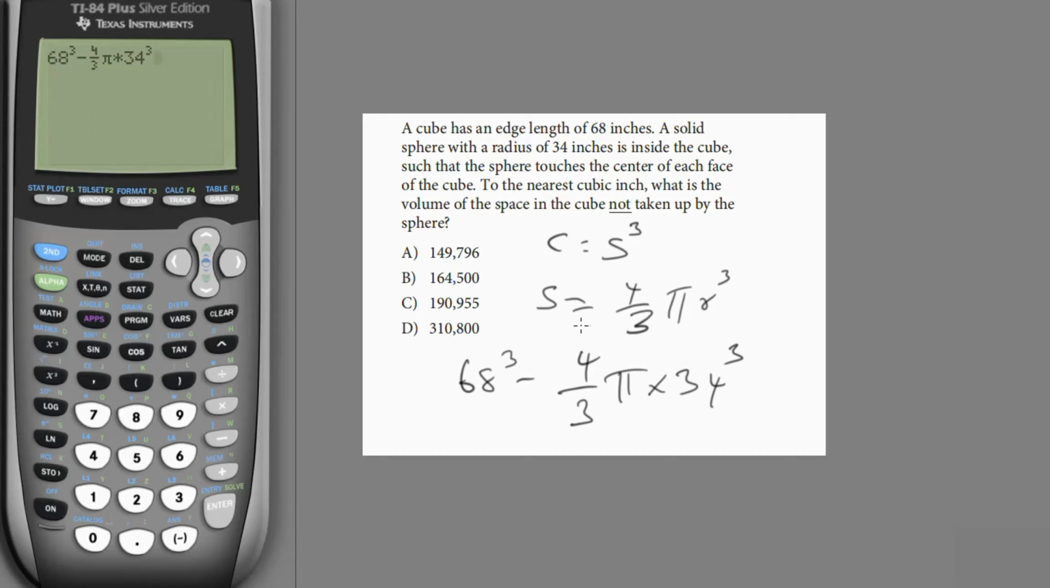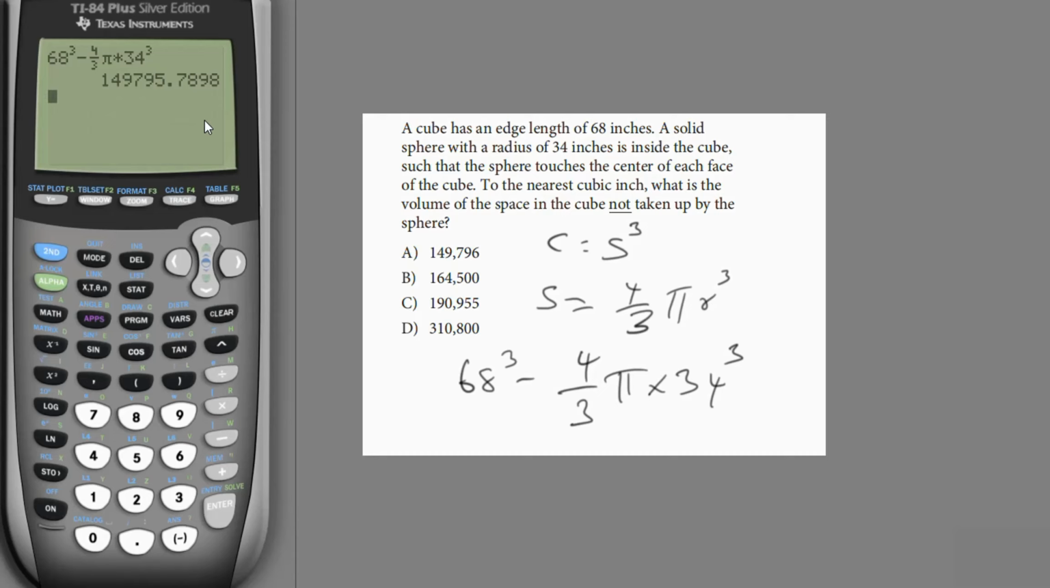So let's press equal to now to see the output. Whatever we get will be the answer to this question. So let's press enter. We have the output to be 149,795.7898. We are looking for the volume of the space in the cube not taken up by the sphere, so we have it to be this output.